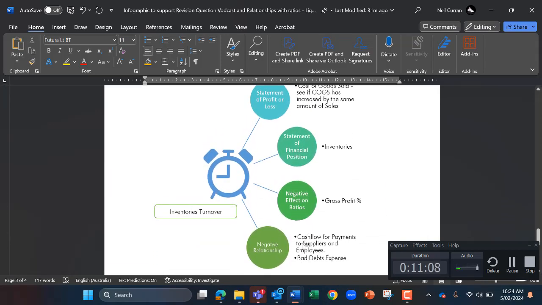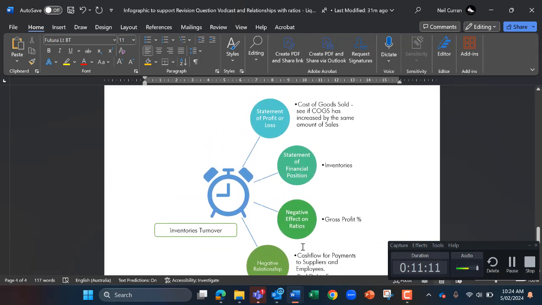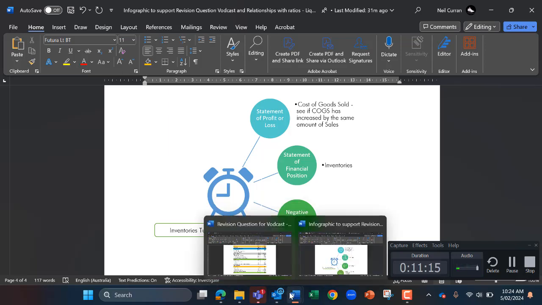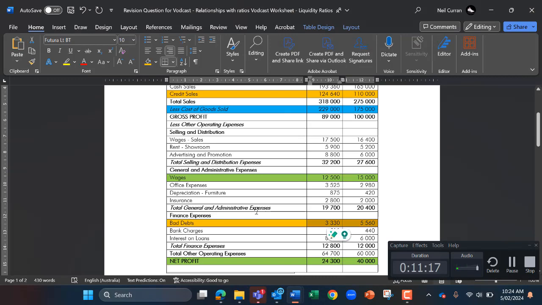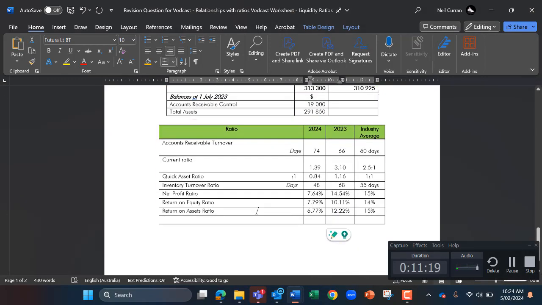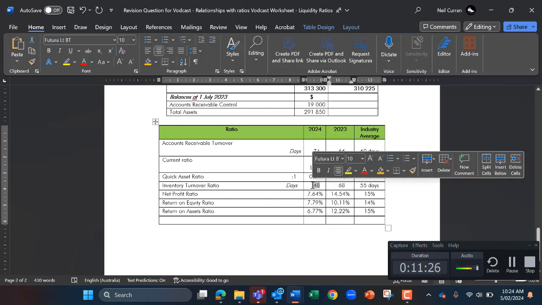In terms of our inventory turnover, this looks at how quickly we can turn over all of our stock from the business itself. So we want this ratio to be as low as possible. Now we have a look here. Our inventory has actually improved from 68 days to 48 days, which is really good. So therefore, our advertising is probably working, but also our inventories are meeting the client needs.